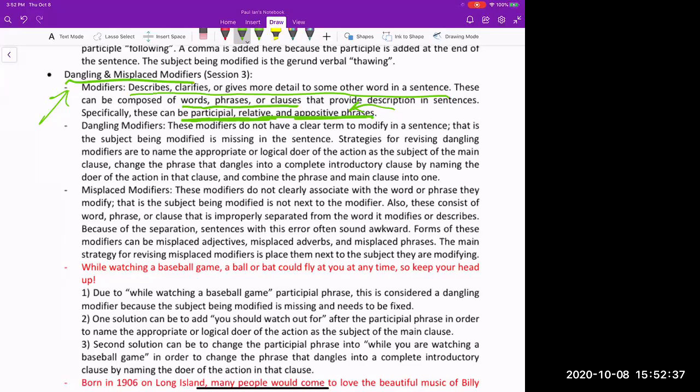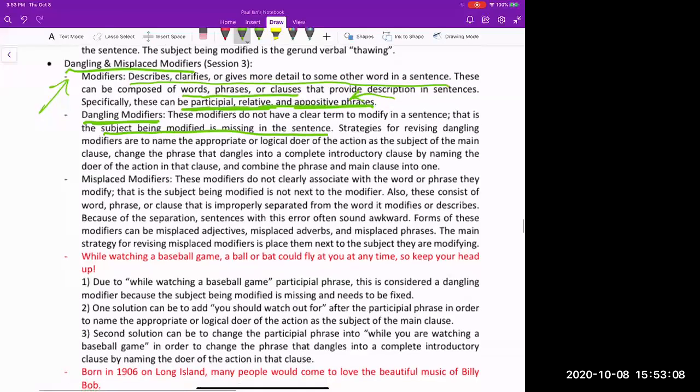Okay, so dangling modifiers, just to know what these are. It's always good to know what they are so that you can correct them. This is the one where the subject being modified is gone. It's missing. It's not in the sentence. And how you correct this is just add the subject that it's supposed to modify, either a person or like you.